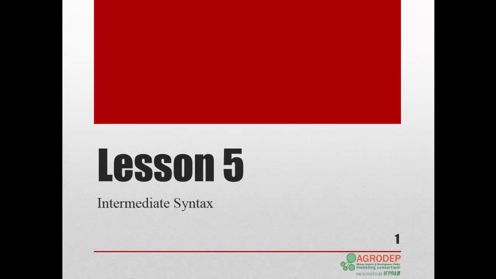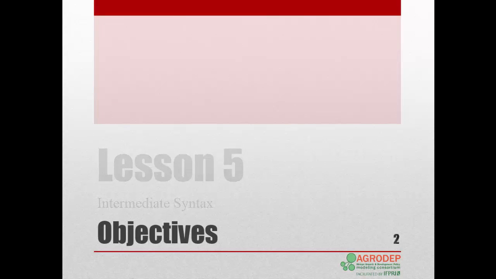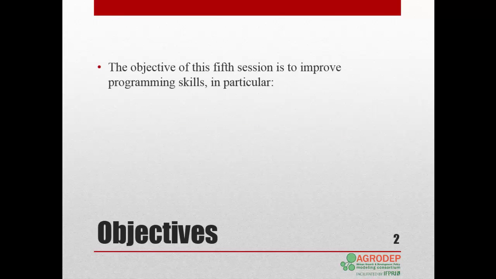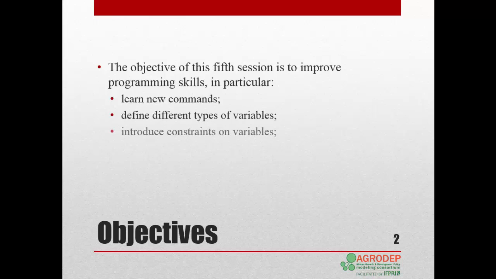Welcome to Lesson 5 of the GAMS training. The objective of this fifth session is to improve programming skills. In particular, we will learn new commands, we will define different types of variables, we will introduce constraints on variables, and we will run simulations.